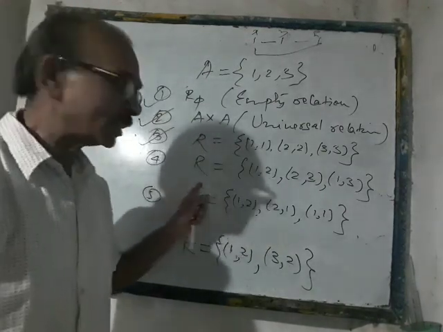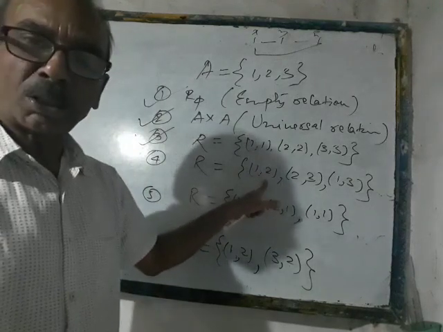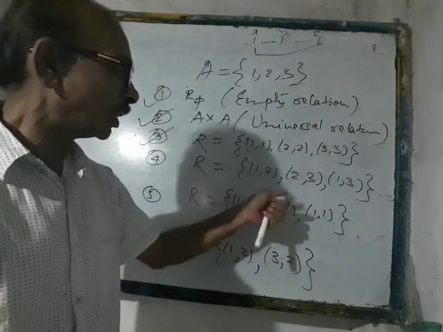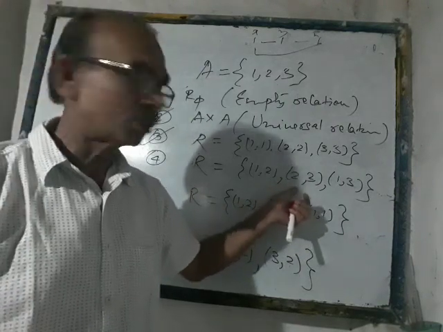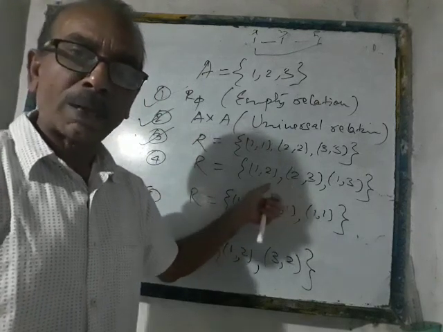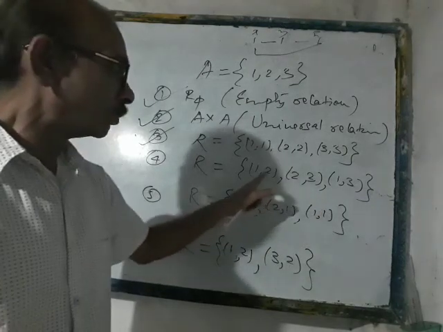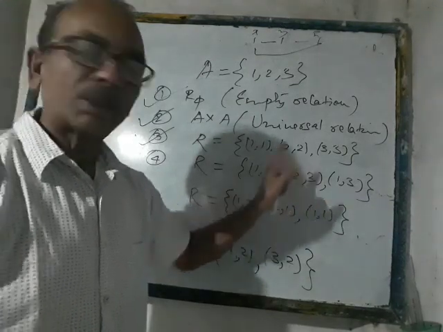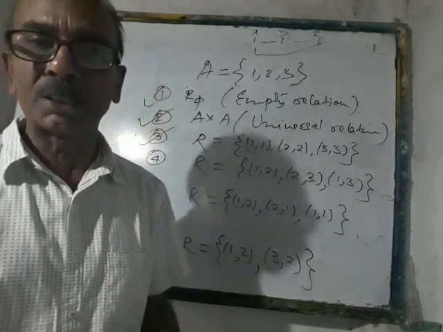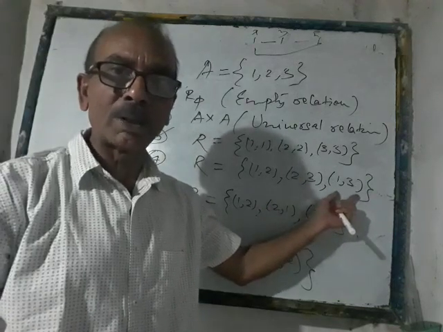So far as the fourth one is concerned, 1, 2 is there. This is ending with 2. Now you have to check whether any pair starts with 2 or not. Yes, the second pair is starting with 2. So if it ends with 2 and it starts with 2, we have to check whether the first one is related to the last one or not. So 1, 2, 2, 3: there must be 1 comma 3 in that particular relation. If it is, it will be transitive. If it is not, it won't be transitive. So we are observing very well that 1, 3 is also lying over there.